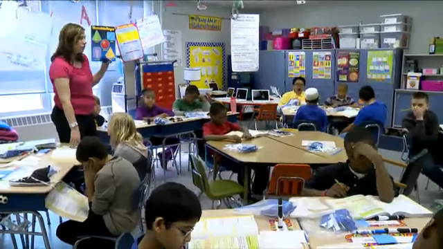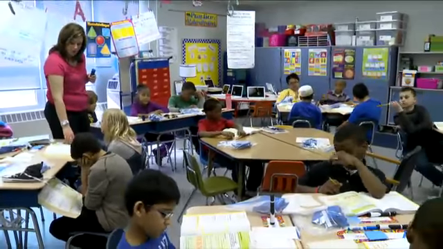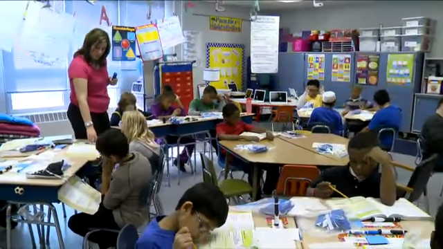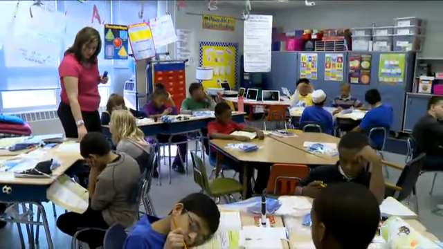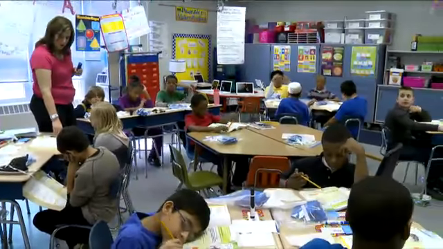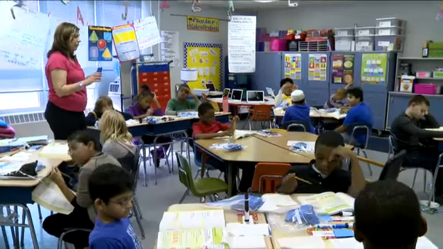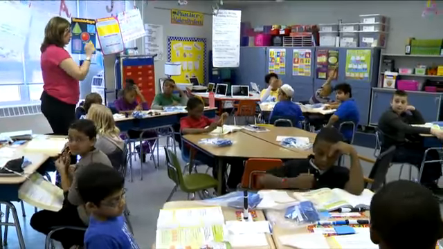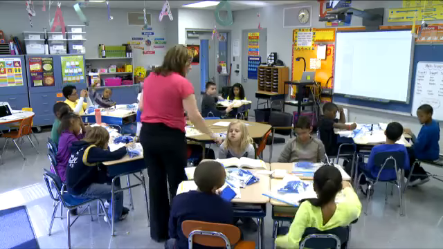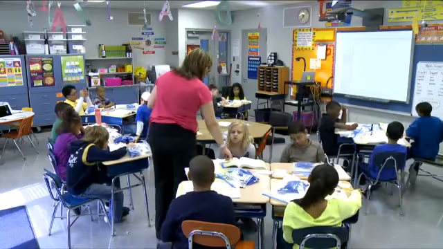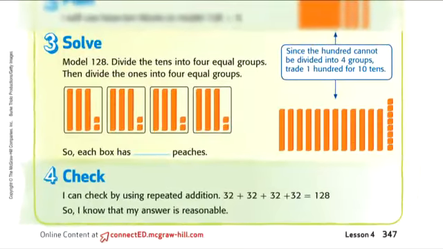But we need to now distribute those 8 evenly. So we have 121, 122, 123, 124, 125, 126, 127, 128. So all 128 are now accounted for. How many are in each group, Brandon? 32. So he looked and said 10, 20, 30, 31, 32. So if we read this problem, it says model 128. Divide the 10s into 4 equal groups, which they did, then divide the 1s into 4 equal groups.